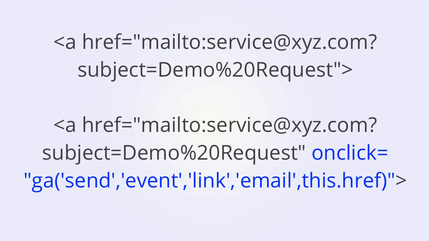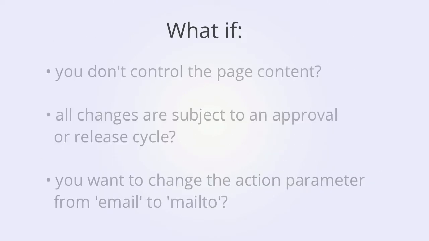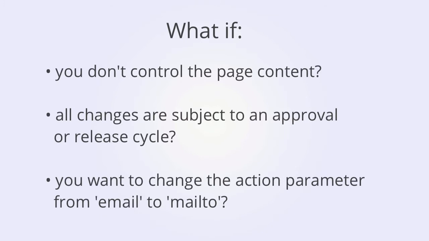The code for event tracking itself is very simple, but here's the potential problem. What if you don't directly control changes to page content? What if every change that you want to make is subject to an approval or a release cycle that could take weeks or even months? And what if at some point you want to change the action parameter of the event from email to mailto, and you have to go through the same hassle again? This is where Google Tag Manager comes in.